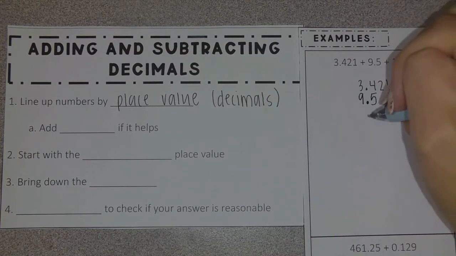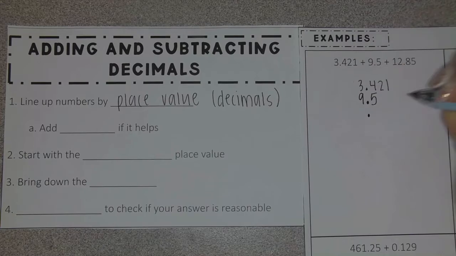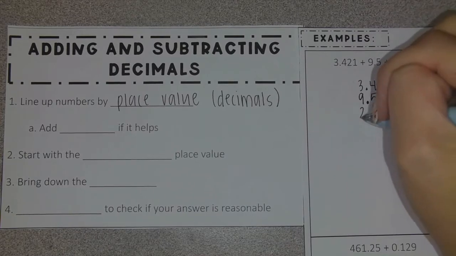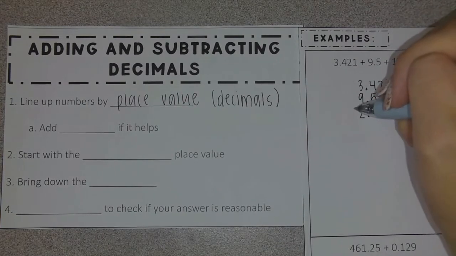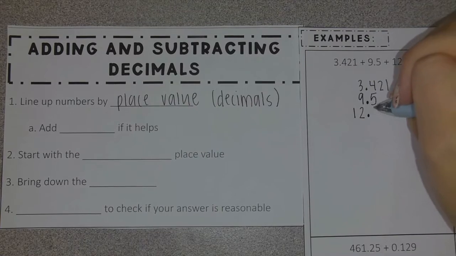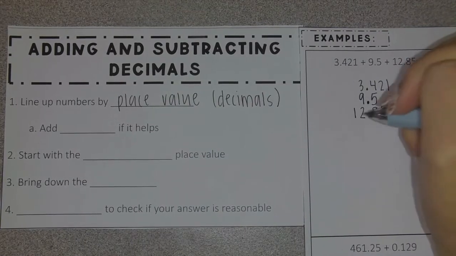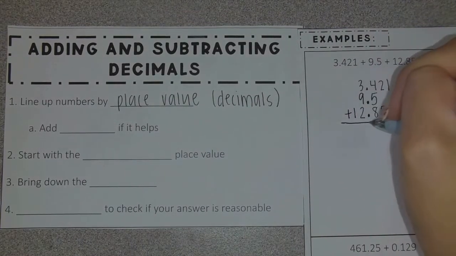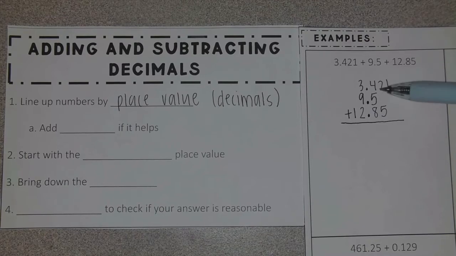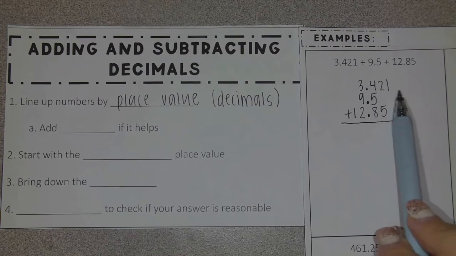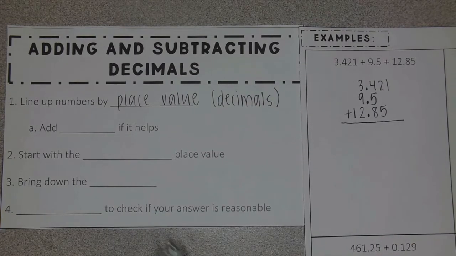And our last one, again, I'm going to put that decimal, and I know in 12 and 85 hundredths, there's a 2 in the ones position, a 1 in the tens, and then 85 hundredths. So I've got those all lined up by their place value. All my tenths are in a row, all my hundredths are in a row, ones are in a row, and then I have my lone 10 and thousandths all by themselves.